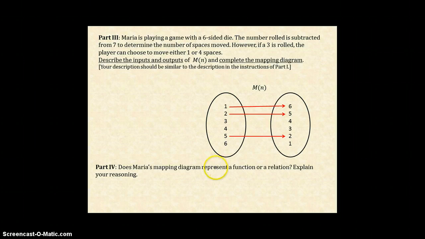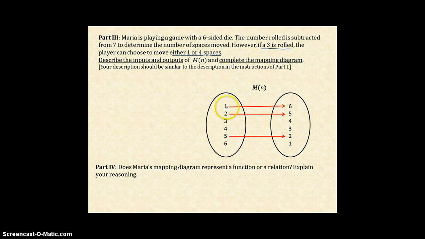Maria is playing a game with a 6-sided die. The number rolled is subtracted from 7 to determine the number of spaces moved. However, if a 3 is rolled, the player can choose, so if a 3 is rolled, this is important, the player can choose to move either 1 or 4 spaces. Describe the inputs and outputs of m of n, the function, and complete the mapping diagram.